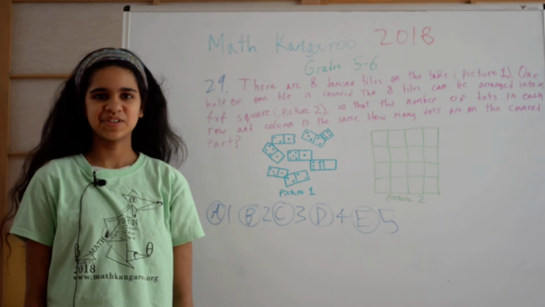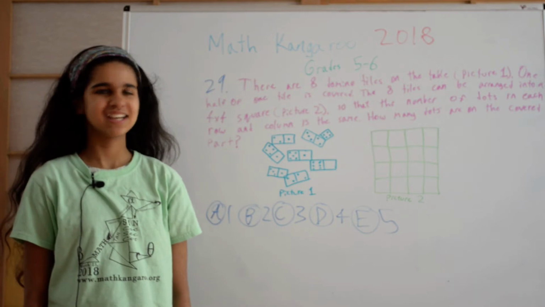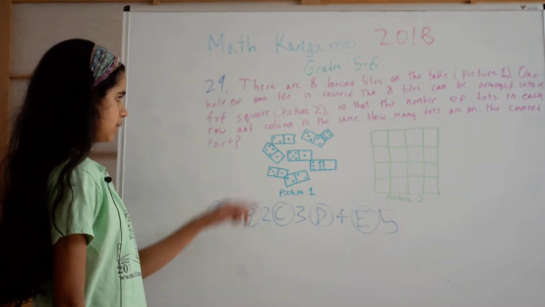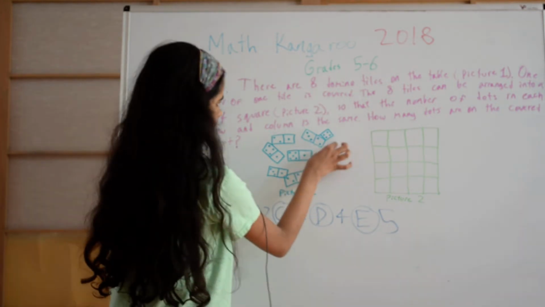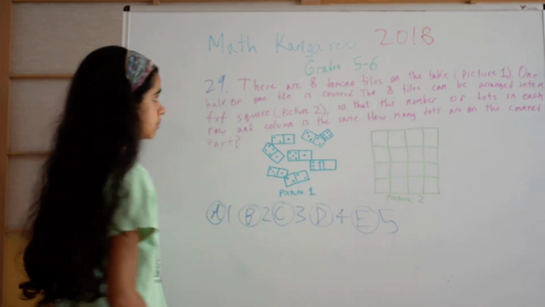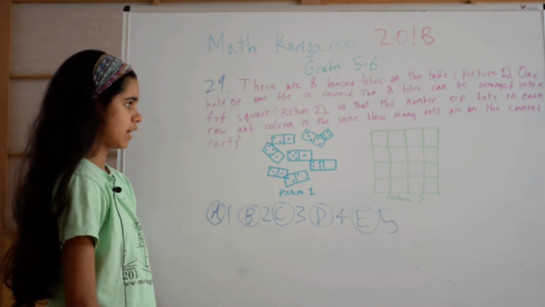Hi, today I'm going to show you how to solve problem 29 from the 2018 Math Kangaroo grades 5 to 6. Here's the problem. There are 8 domino tiles on the table, seen here. One half of one tile is covered. That's this tile here. We can see the 4 here, but we can't see this because it's covered by the other tile. The 8 tiles will be arranged into a 4x4 square.